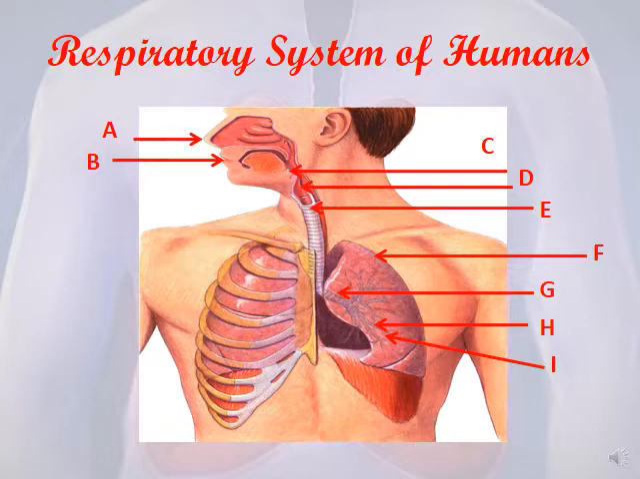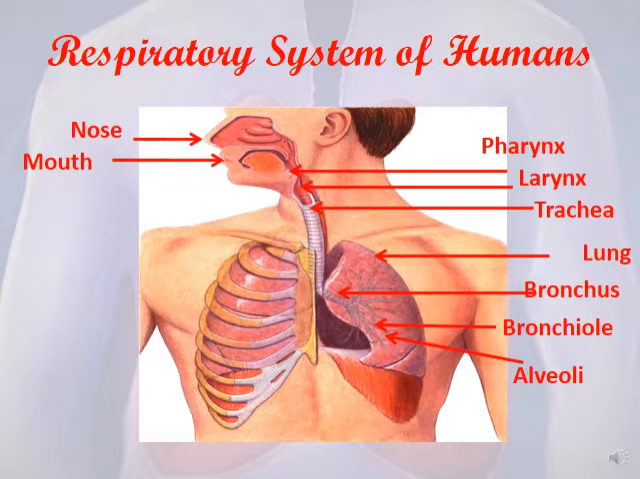The respiratory system of humans is composed of many different organs that have different functions. This figure, you have to know it, and you have to know the labeling of this respiratory system of humans. So the letter A represents the nose, where it contains the nasal cavities. Okay, the openings of the nose are called nasal cavities.